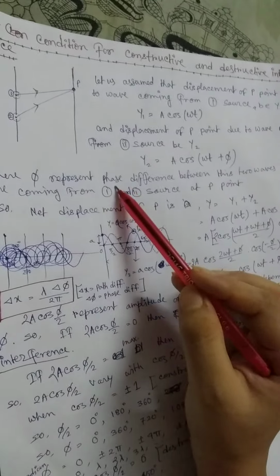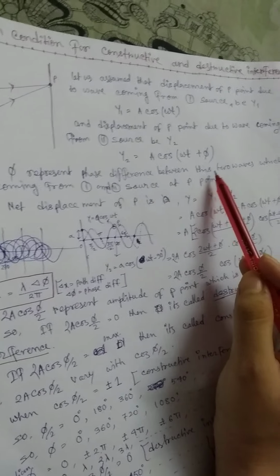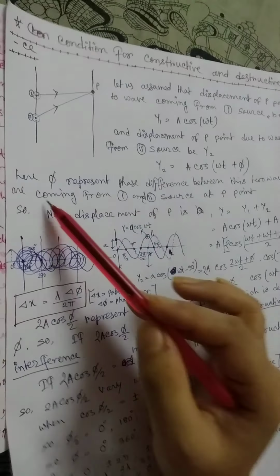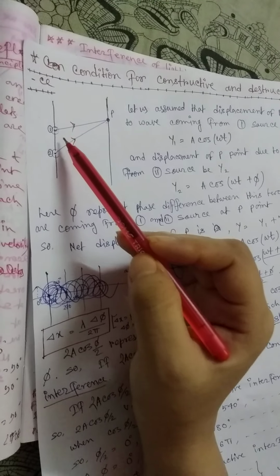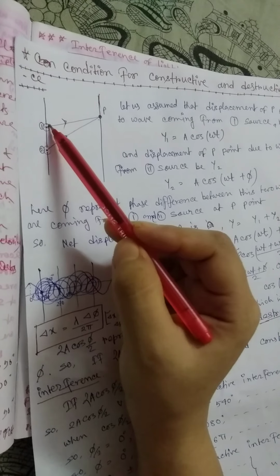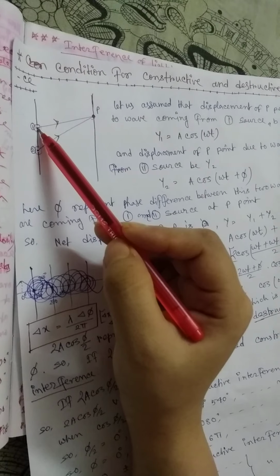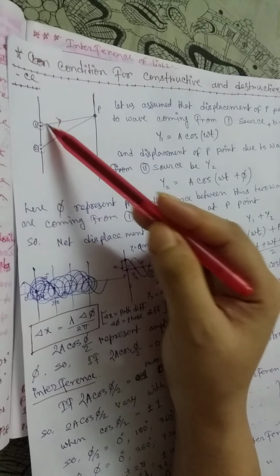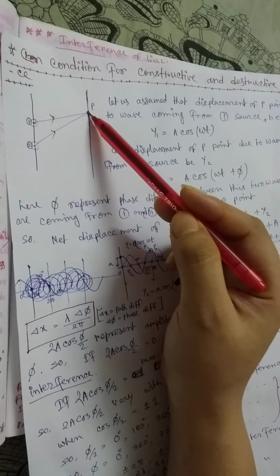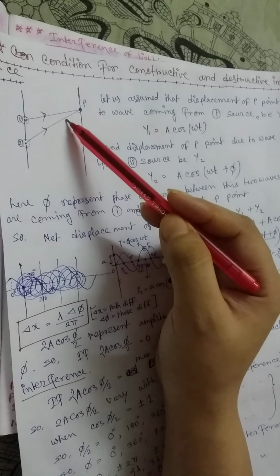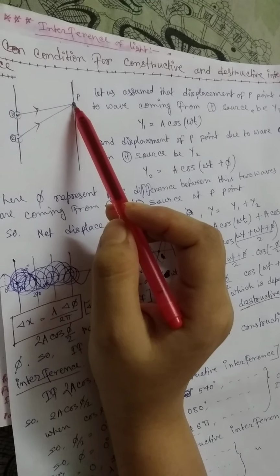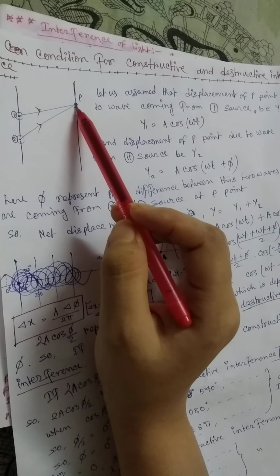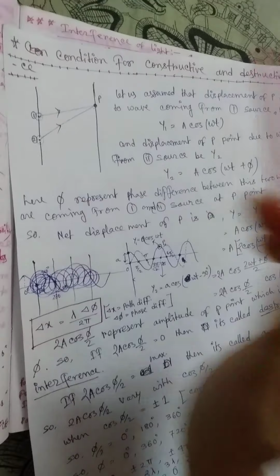Here phi represents the phase difference between these two waves which are coming from sources 1 and 2 at point P. That means when these two waves reach point P, we can observe they have a phase difference which is phi. So phi is the phase difference of these two waves when they reach point P.